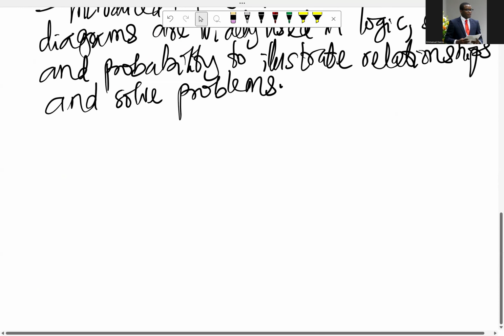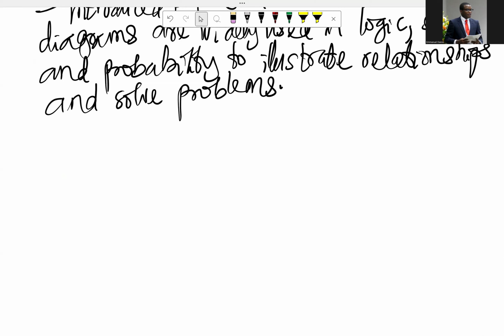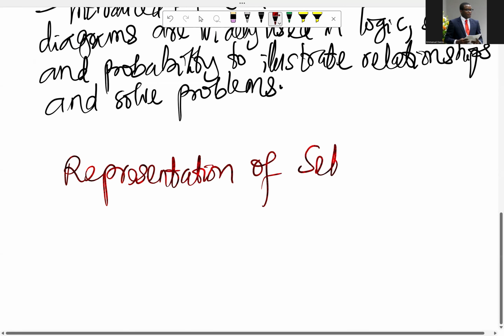Now, let's talk about representation. I think that's the next thing. Representation of sets with Venn diagrams.